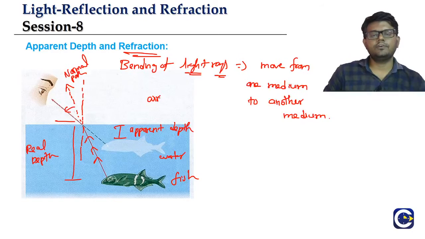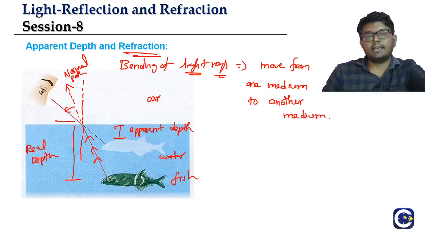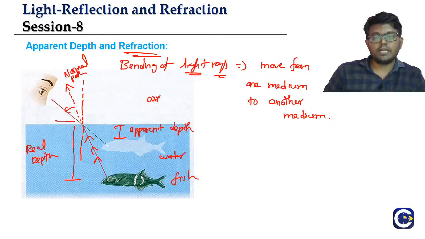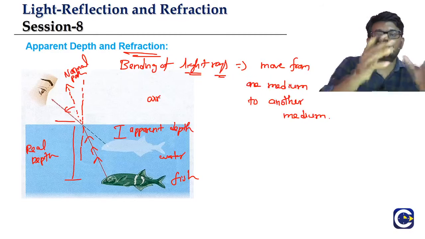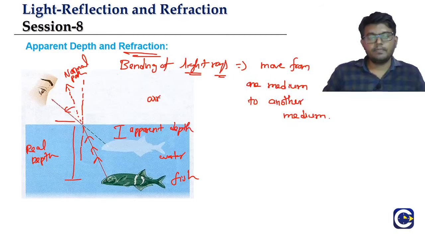There are two kinds of bending possible. Light rays may bend away from the normal, which happens when the light rays enter from water to air. The other possibility is if the light rays are entering from air to water. They will bend towards the normal. So when light rays move from one medium to another, they will either bend towards the normal or away from the normal, and this bending of light rays is what we call refraction.